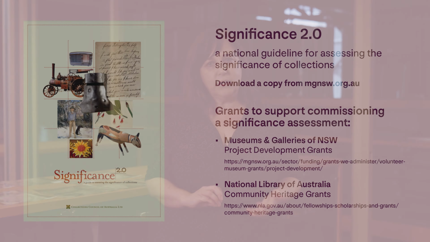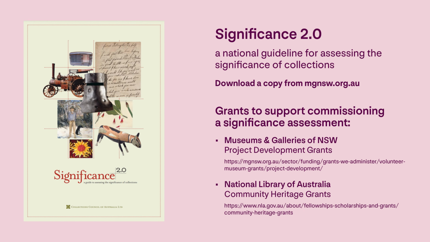In this video, we've stepped through the process of doing this significance assessment based on the steps set out in Significance 2.0. The document itself is also a valuable tool with examples, definitions and practical tips, and is available to download on the Museum and Galleries New South Wales website. There are also grants available from the Museums and Galleries New South Wales and the National Library of Australia if you need external support to prepare a significance assessment on your collection.